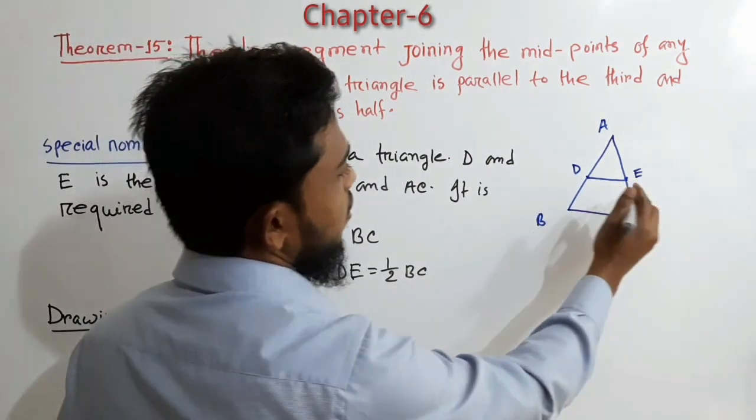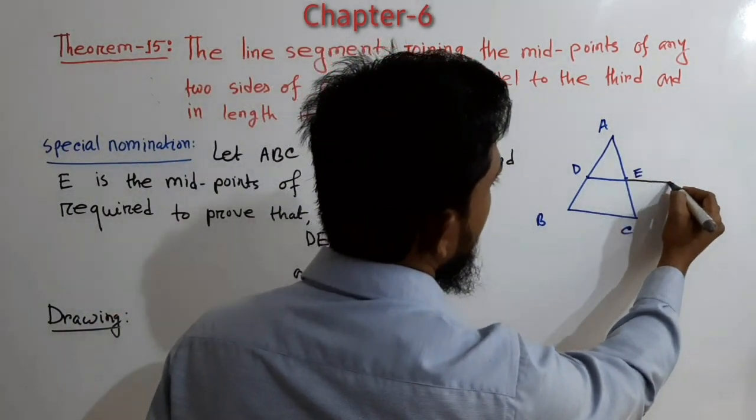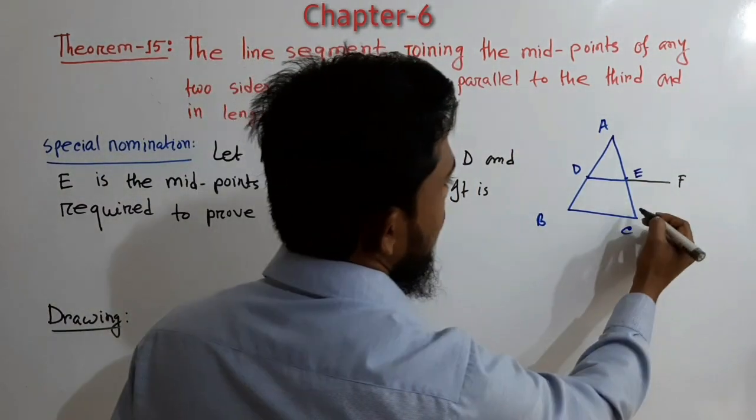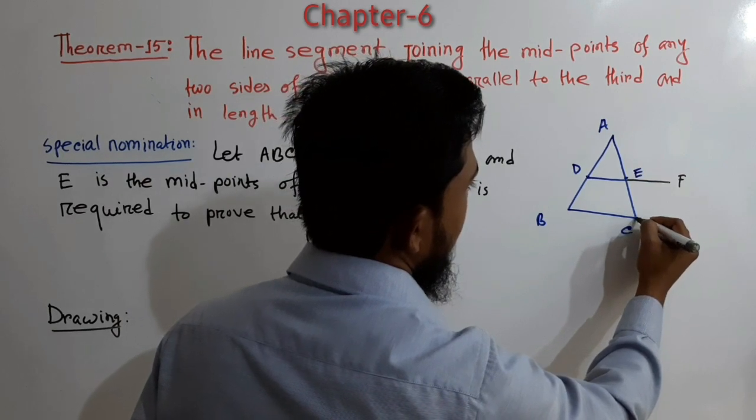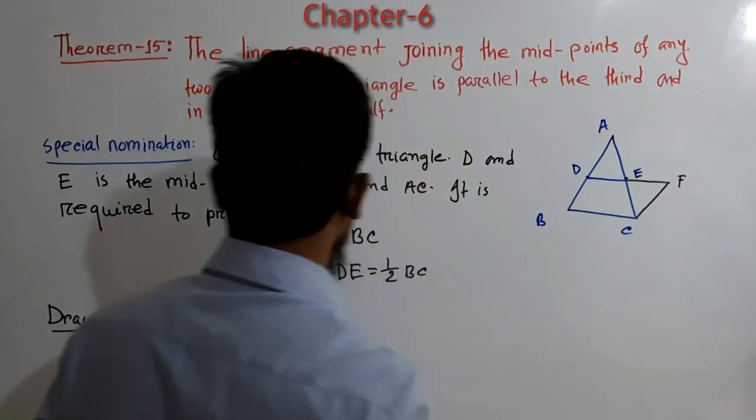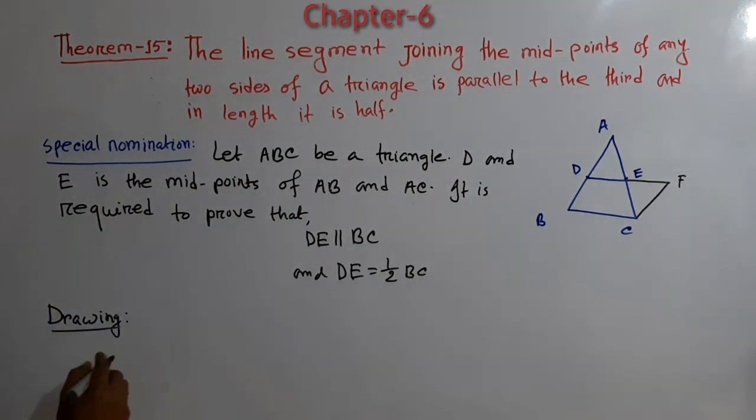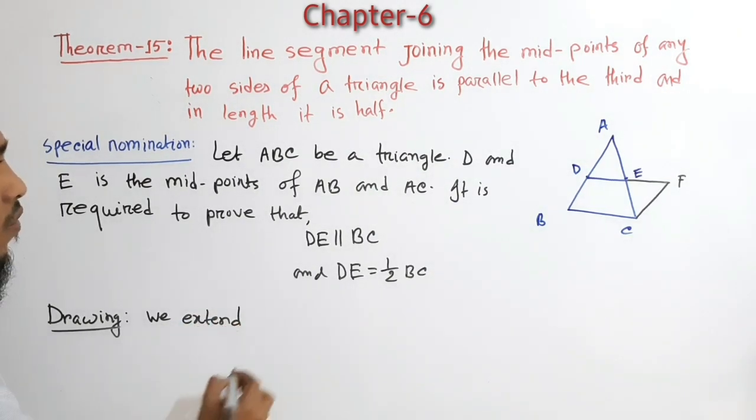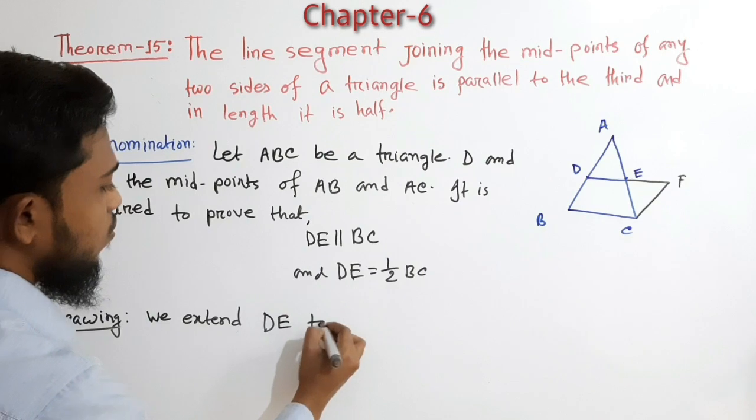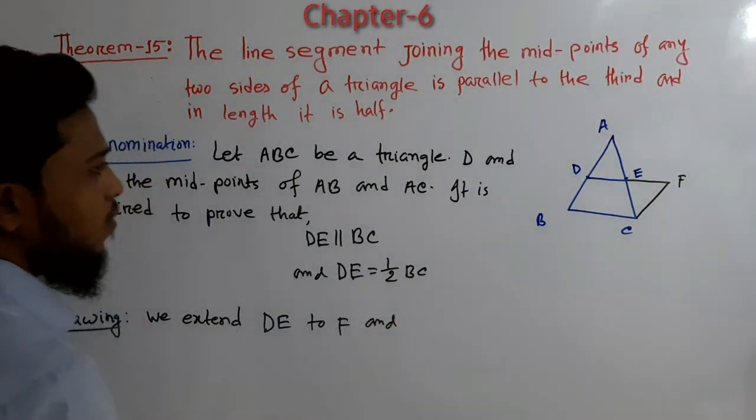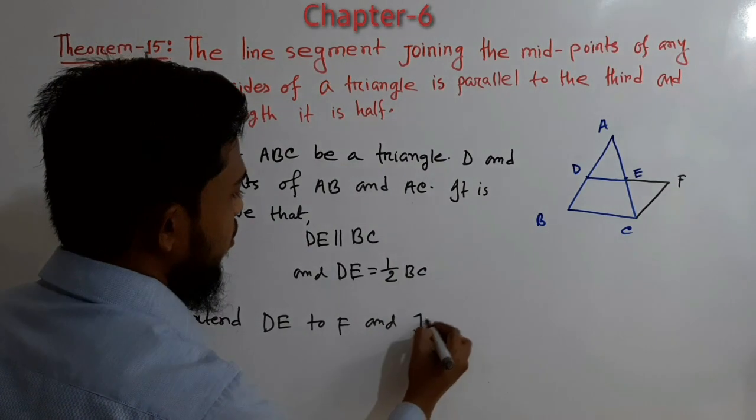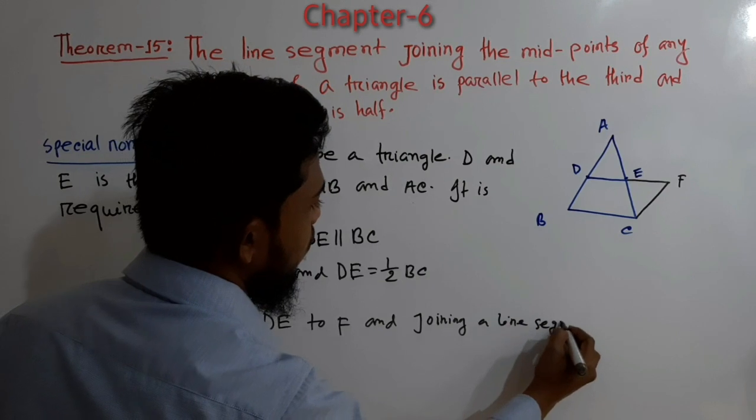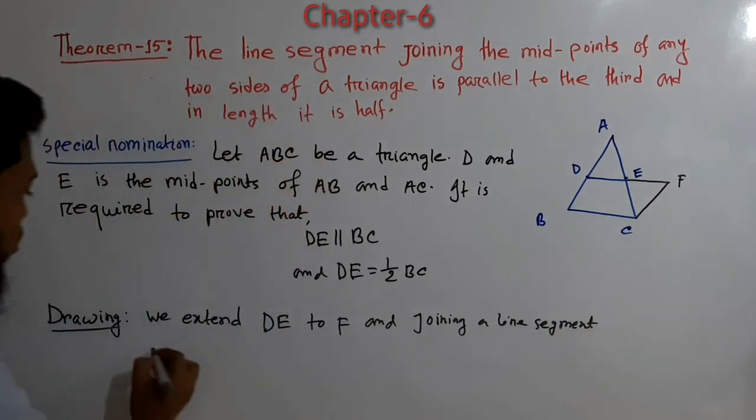We extend DE to F, where DE is equal to EF, and join line segment CF. Write down this drawing part. We extend DE to F and join a line segment C to F.